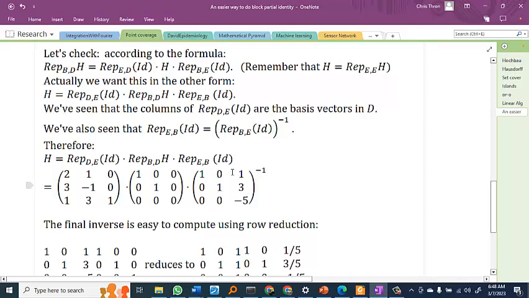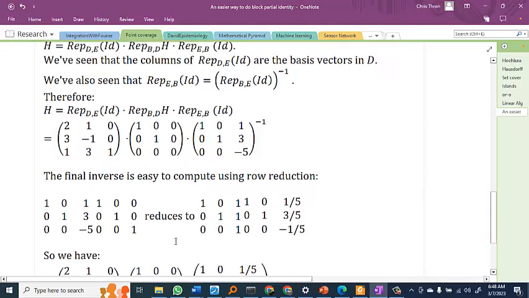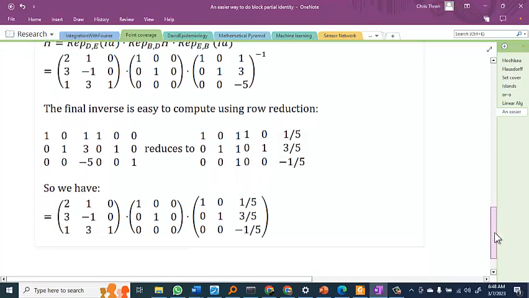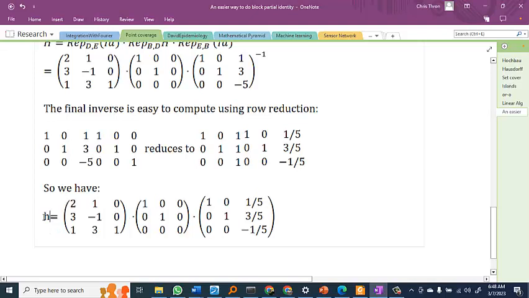Now, the inverse of this matrix here is very easy to compute. Just use the technique of appending an identity matrix and row reduce. If you take this matrix, append an identity matrix, and row reduce, you get this matrix here. This is kind of sloppy, but you can see these three columns here are my inverse. So I get this result. So H is equal to this, and you can verify.